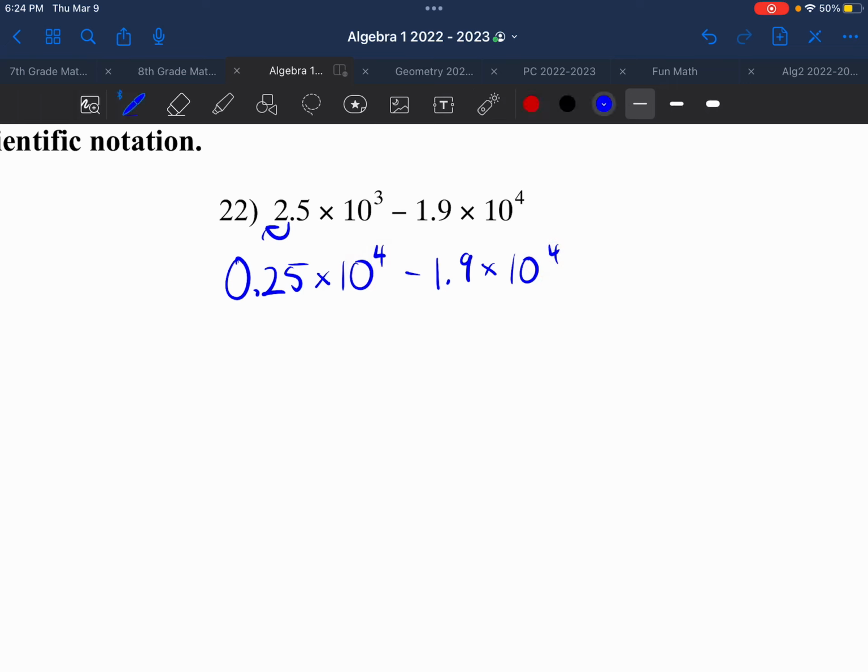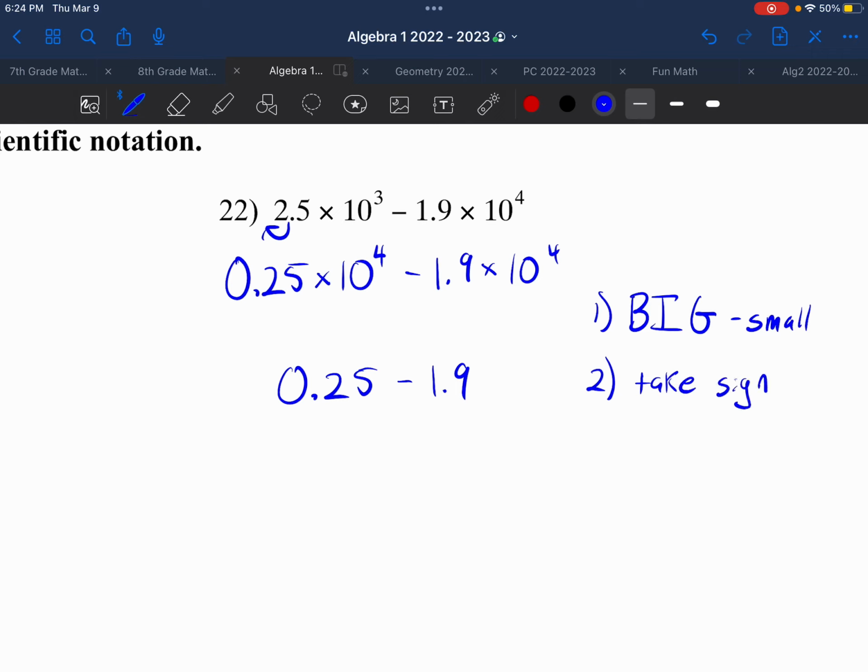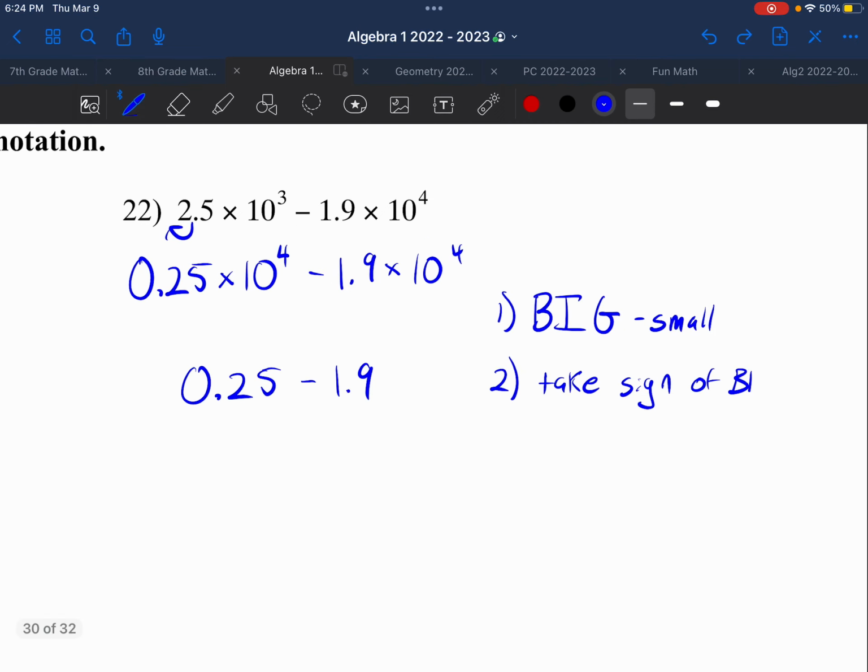So I want to do 0.25 minus 1.9. The problem with that is it's hard to do. As a general rule of thumb, for all subtraction problems, you always do big minus small. And then that's step 1. And step 2, take the sign of the bigger number.